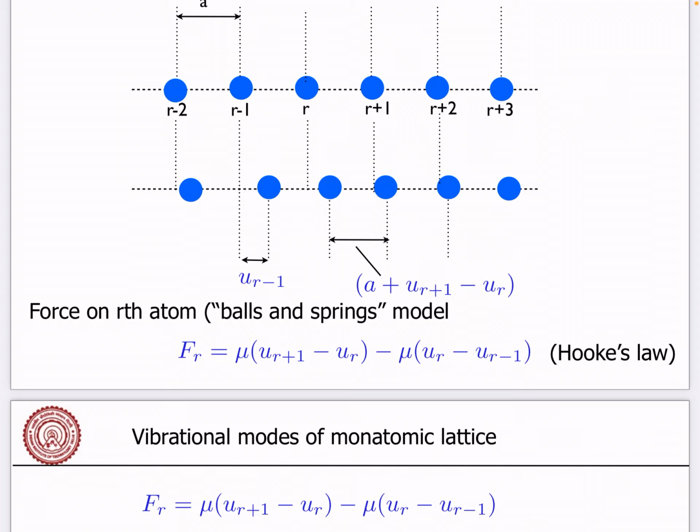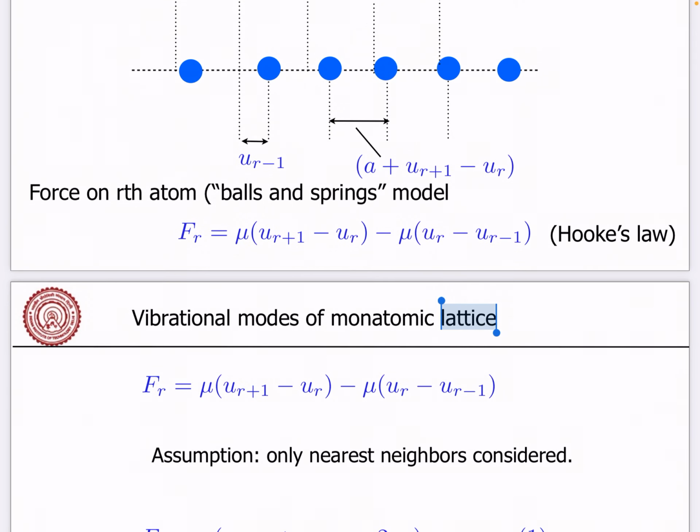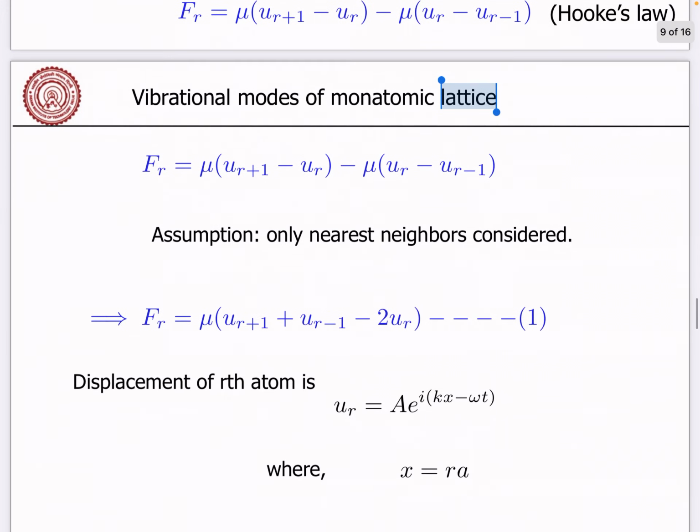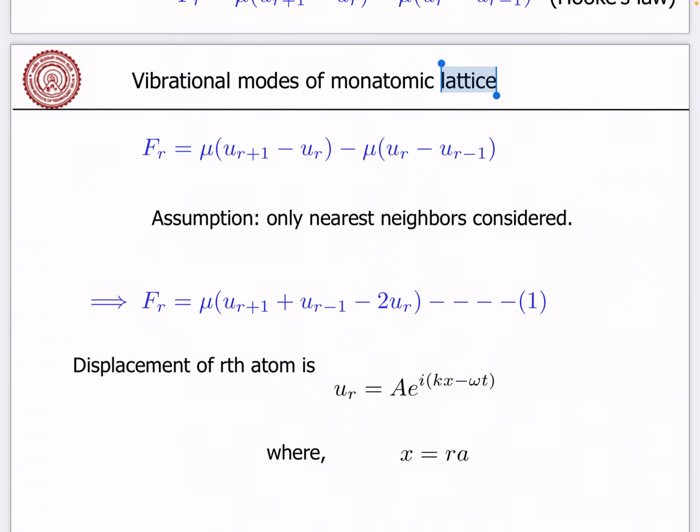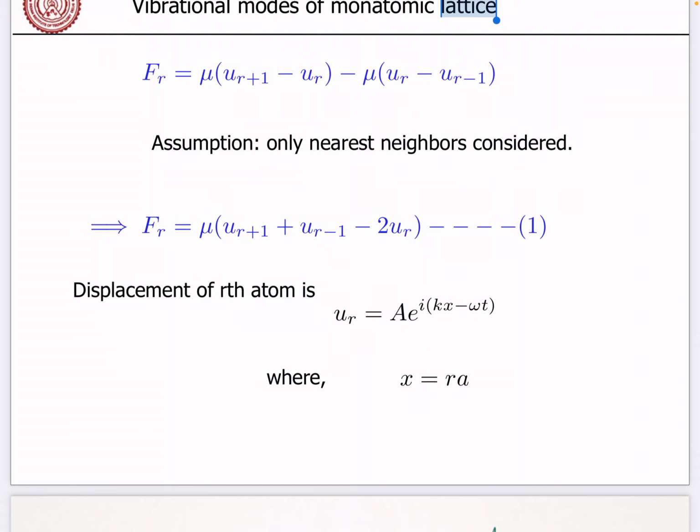exert a force on the rth atom. The rth atom itself is being displaced, so the net force is given by this. I hope that you understand. So this is the relative displacement, which is given by u r plus 1 minus u r on the right hand side, and u r minus u r minus 1 on the left hand side. And mu is the force constant. Once you write this equation, it becomes simpler: F r equals mu times u r plus 1 plus u r minus 1 minus 2 u r, just the simplification from there.